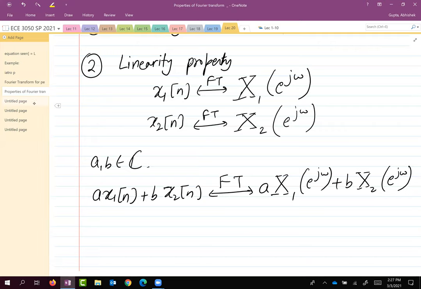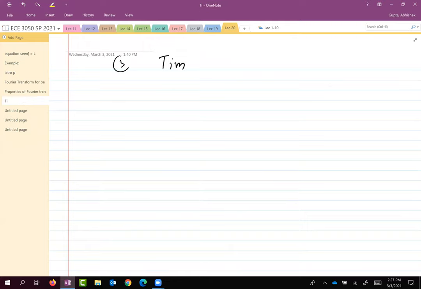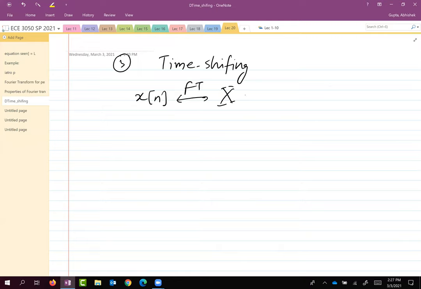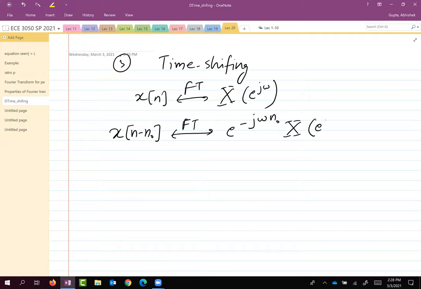Okay, let's talk about time shifting next. So I have x[n], whose Fourier transform is X(e^{jω}). Now I want to shift the time. I have a delay in my system because of physical reasons, which introduced a delay in the signal. Now the question is, how would the Fourier transform change? It turns out that it will be e^{-jωn0} X(e^{jω}). And let's try to see why.